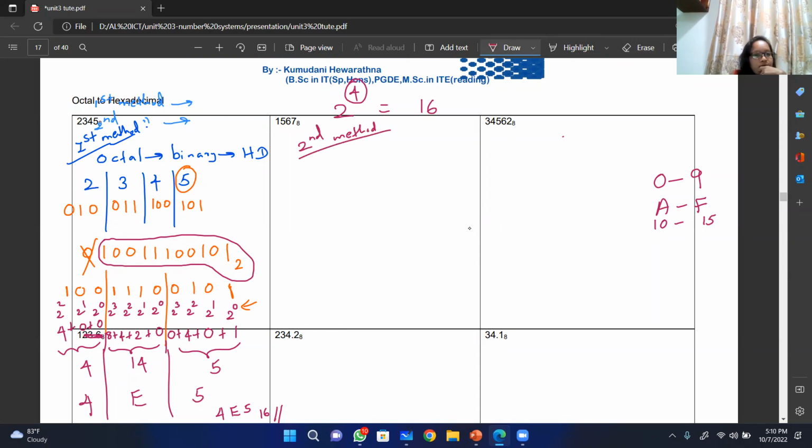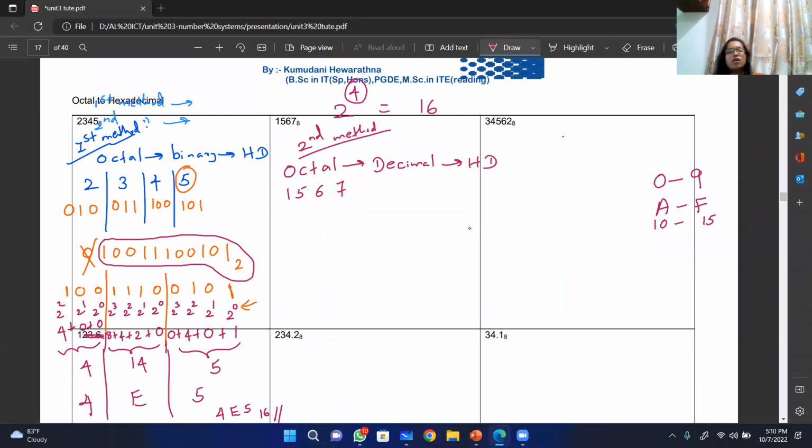This is the second method, that is octal. First we have to convert into decimal, then that decimal we have to convert into hexadecimal. So the given octal number is 1567.